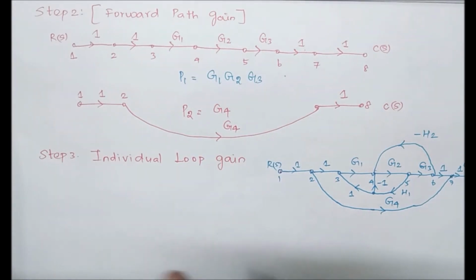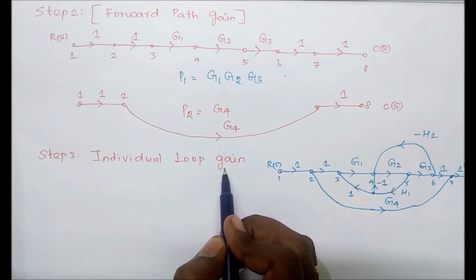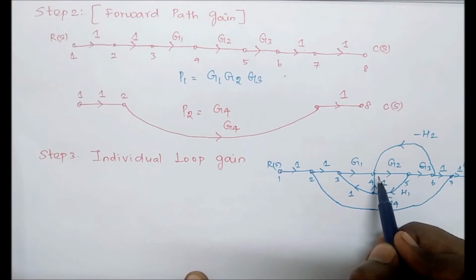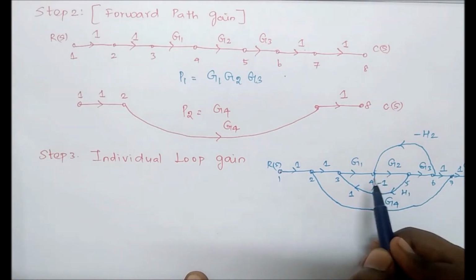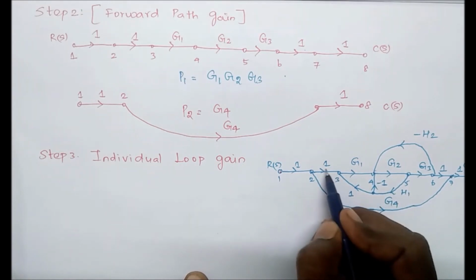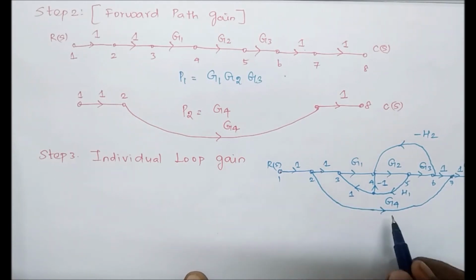Next, step 3, individual loop gains. So now we have to find the individual loop gains. This is the given problem. We know a loop means it has to start and end at the same point. This is not a loop because its arrow marks are in the same direction, therefore it is a parallel branch.